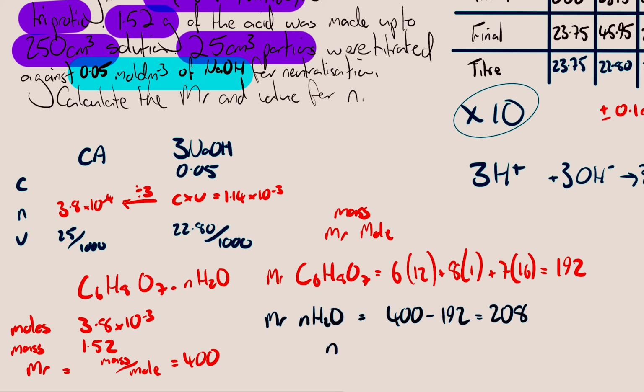Then we just need to work out what N is. And for that, we're going to divide by the Mr for H2O, which is 2 lots of 1 plus 1 lot of 16, 18. So 208 over 18, that gets us to 11.5 recurring. But importantly, this has to be a whole number. So we round up there. So N is 12.